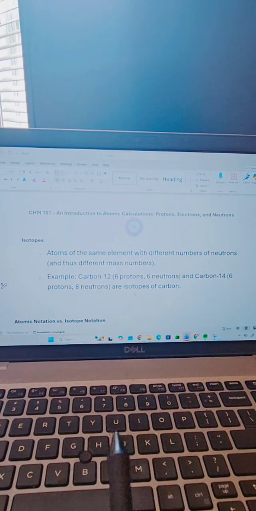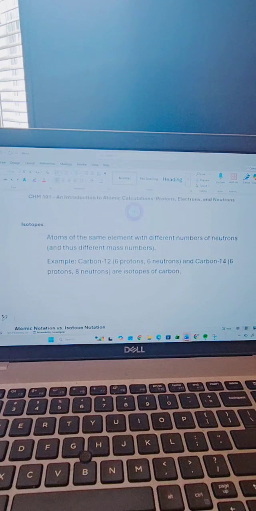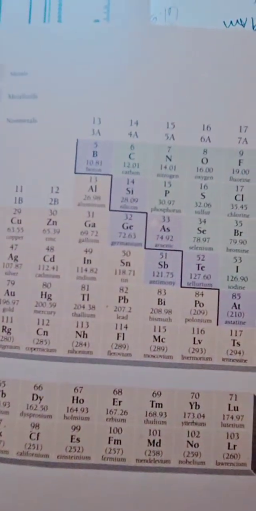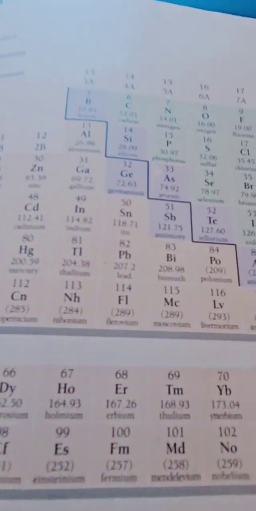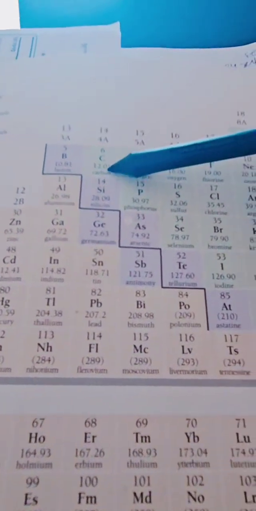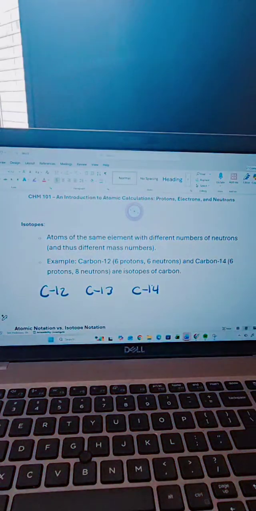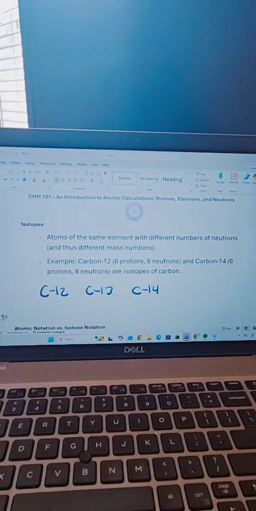So here is a classic example. You may have heard of carbon 12, carbon 13, carbon 14. When you look at the periodic table for element carbon, the mass number that you see, 12.01, is equal to the average weight of all three isotopes.